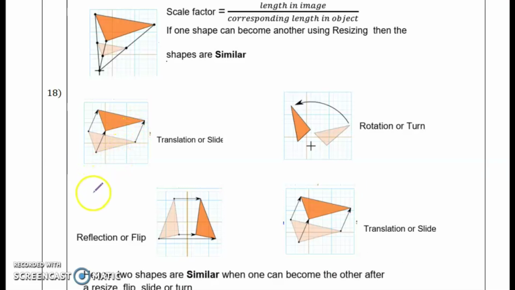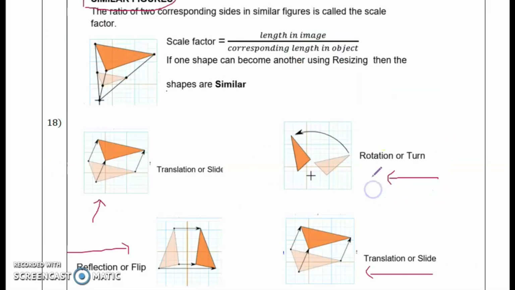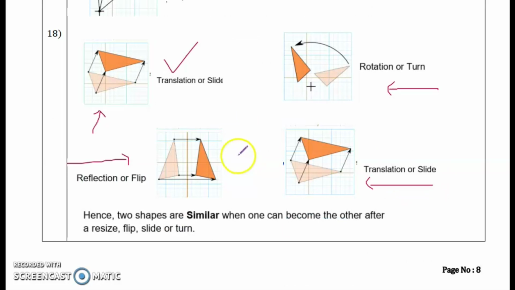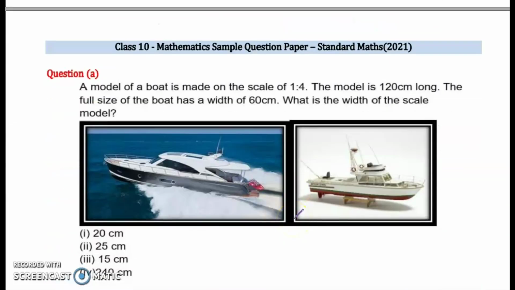Therefore, this figure explains the translation or sliding. This is the rotation. This is the reflection or flip. This is the translation or slide. Translation or slide is already given, right? Therefore, remember this word. This sentence is going to make meaning in our set of problems. Now let us move on to the problem.